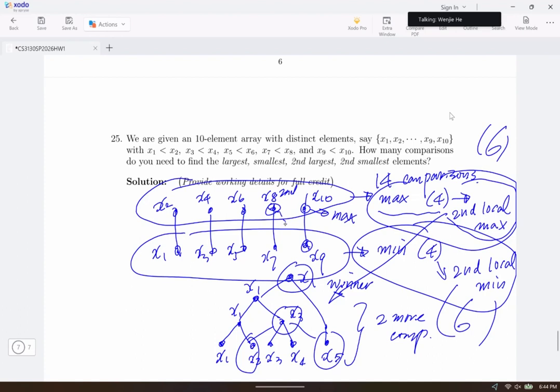So you need another comparison between the second local max and the loser under that max. So 1 more. And for the minimum, also the winner above the minimum. So another one. So the final answer is 6 plus 6 plus 1 plus 1. So you get 14. That should be the final answer.